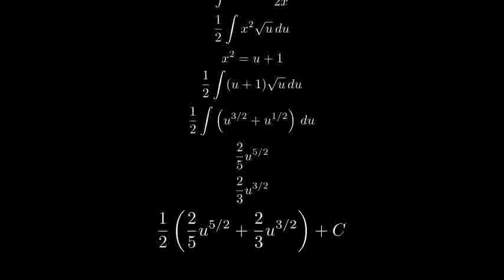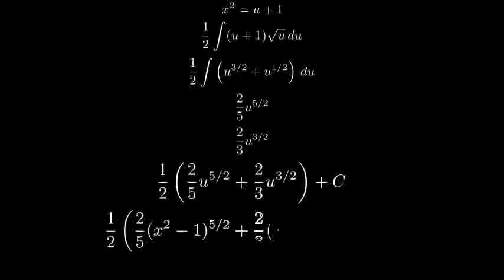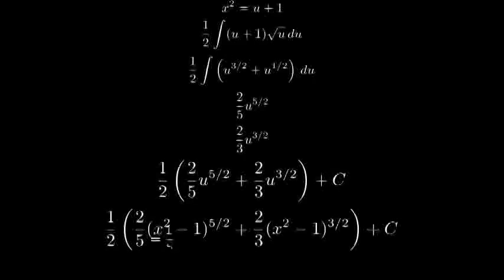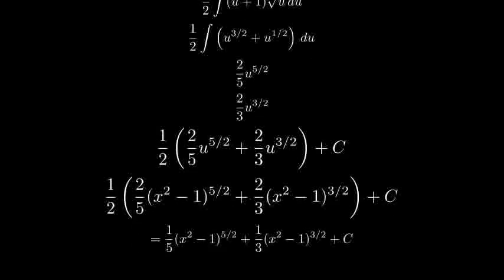And we're almost done. Let's go back to x, substituting u back to x terms. Recall that u equals x squared minus 1. Let's plug that back into the antiderivative. The final simplified expression is given by 1/5 times (x squared minus 1) to the power of 5/2 plus 1/3 times (x squared minus 1) to the power of 3/2 plus C. Thus, we have evaluated the integral using substitution.